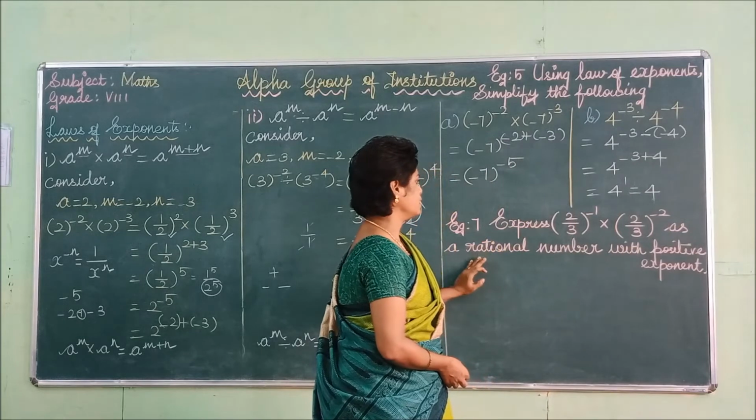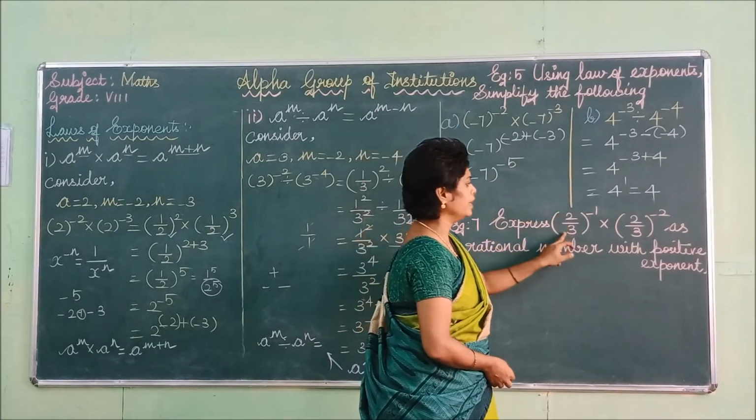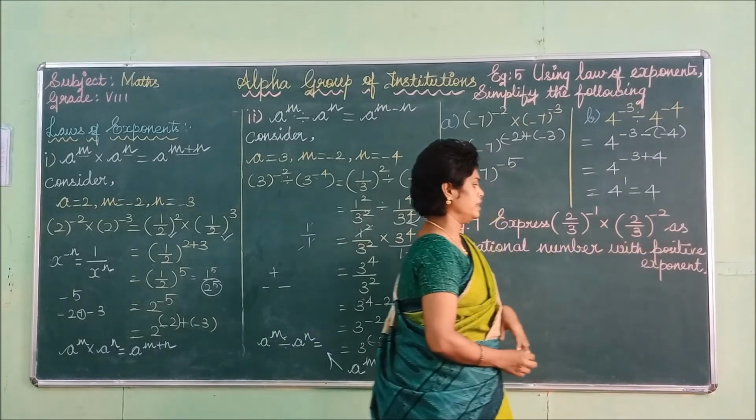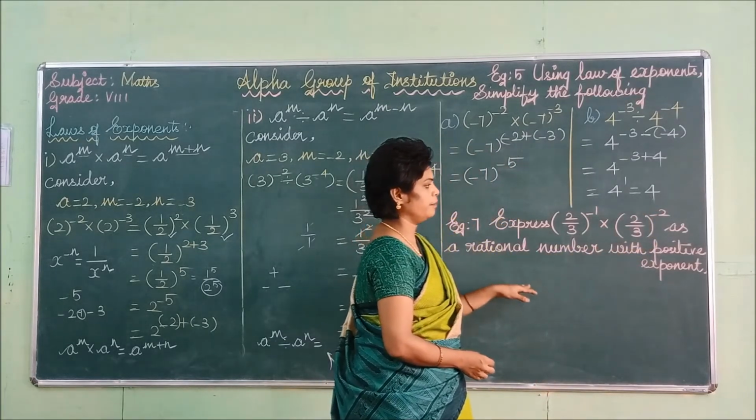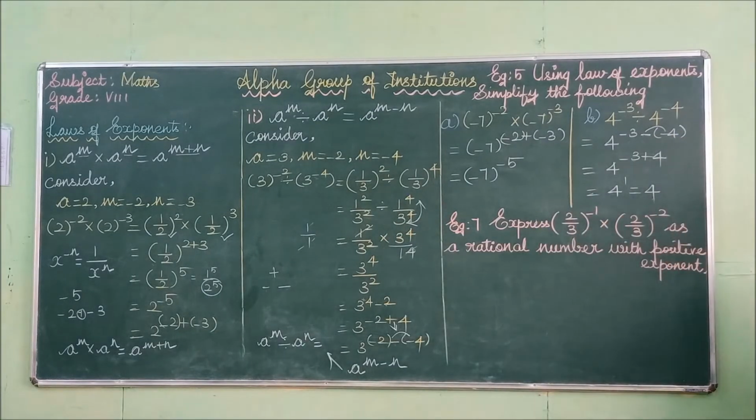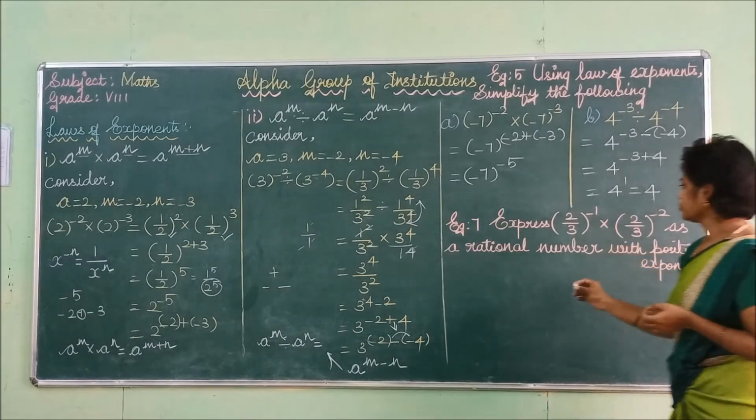So listen to this example. Express 2 by 3 whole power minus 1 into 2 by 3 whole power minus 2 as a rational number with a positive exponent. You have to use the positive exponent to prove that one. So if it is negative, we can interchange and write the values.